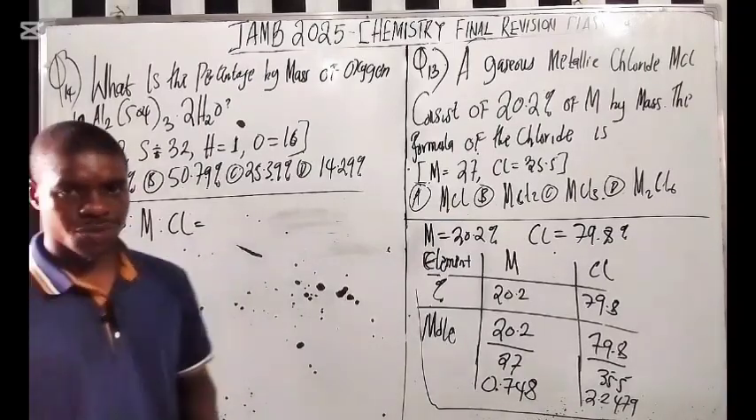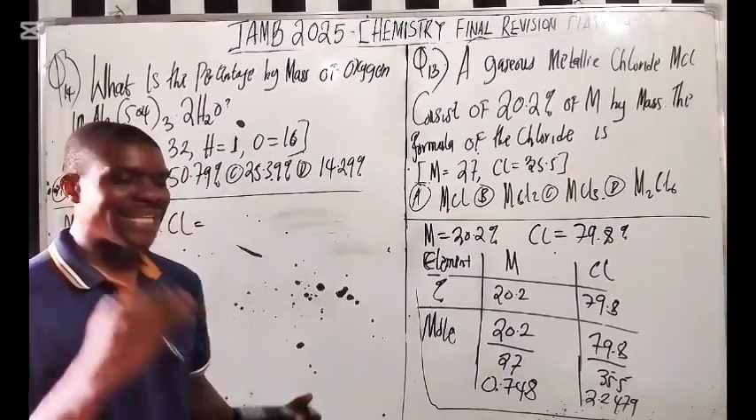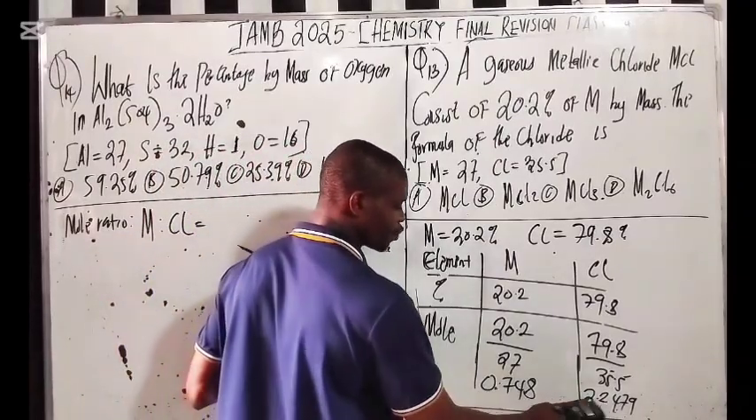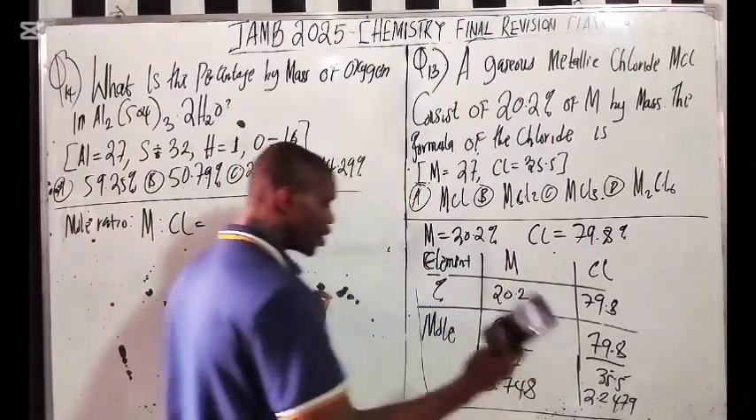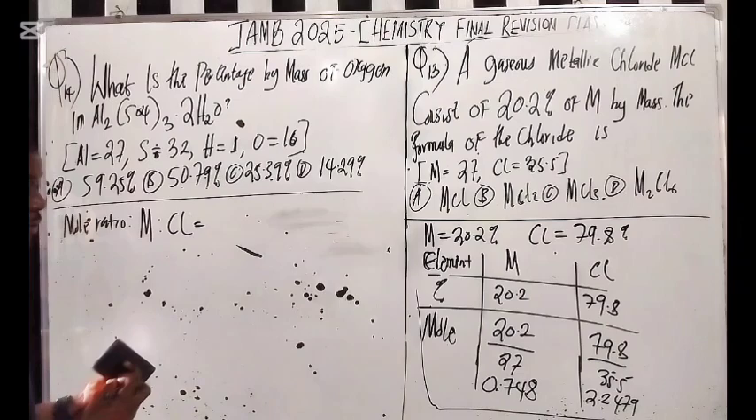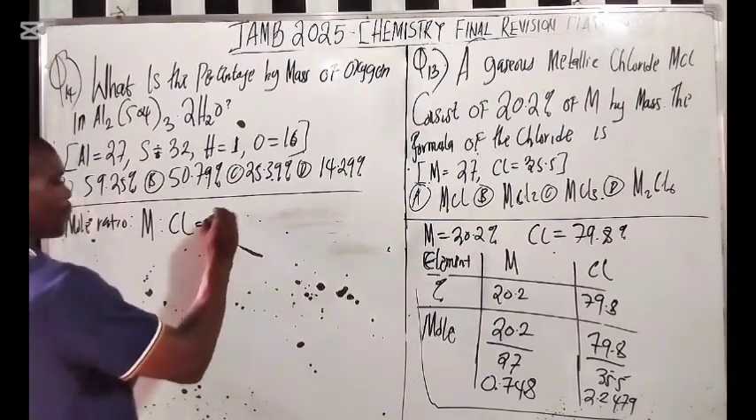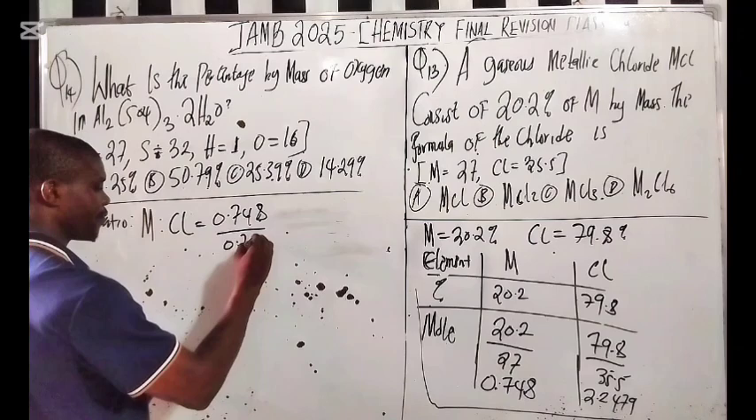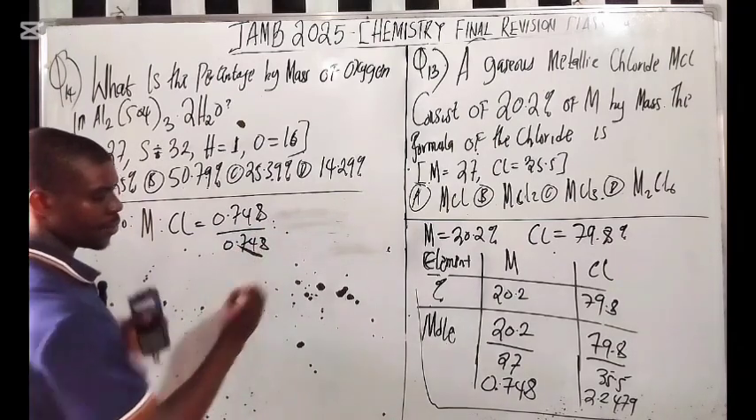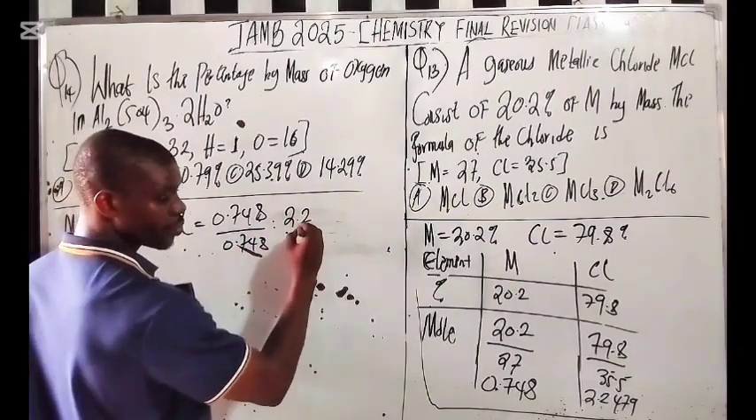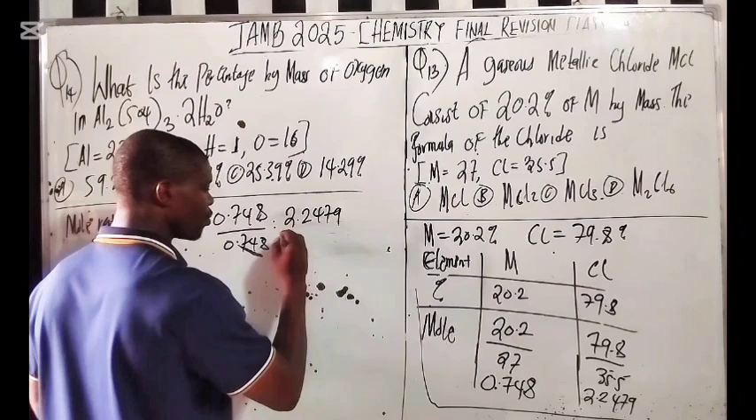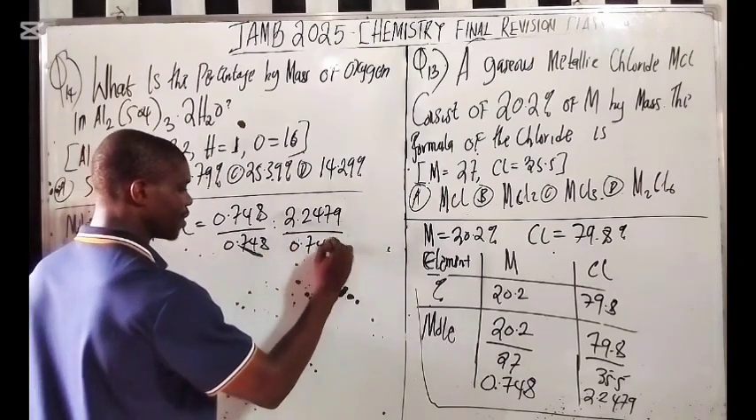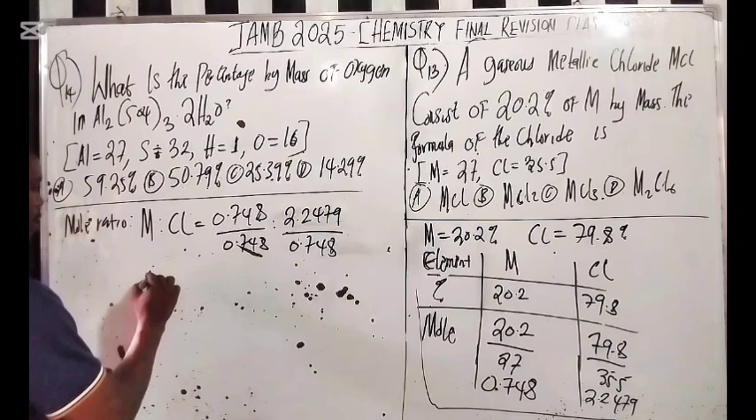How do you get the ratio? If I divide by the lowest. The lowest here we have 0.748. Here we have 2.2479, right? Divide by the lowest. Here the lowest is what? 0.748. So it's going to be 0.748 over 0.748 ratio. Here we have 2.2479 over 0.748.